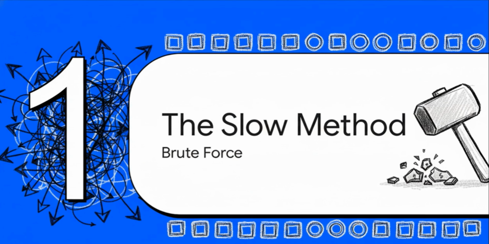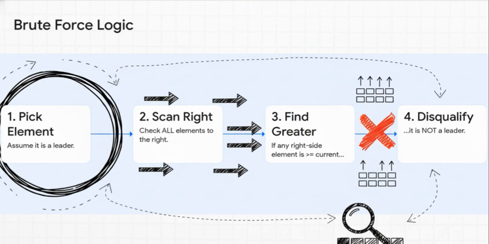Now, how would you actually go about coding a solution for this? The first thing that probably pops into your head is the most direct way, what we often call the brute force method. The logic here is pretty simple. You pick an element, and then you loop through every single element to the right of it. If you find even one number that's bigger, boom, it's disqualified. It's not a leader. And you have to do this for every single element in the array, which means you've got a loop running inside another loop.